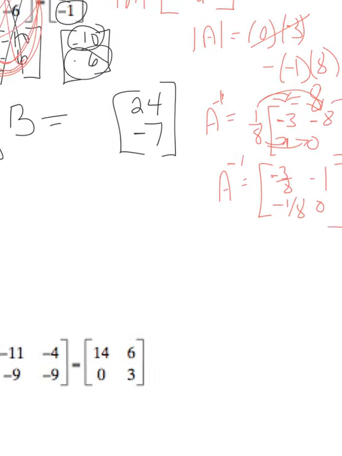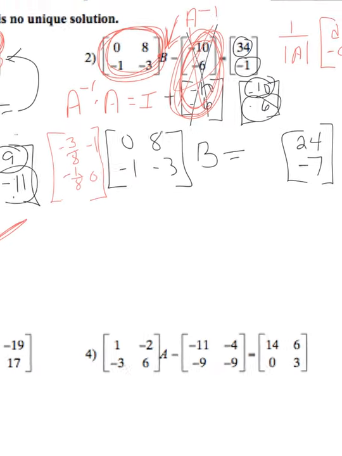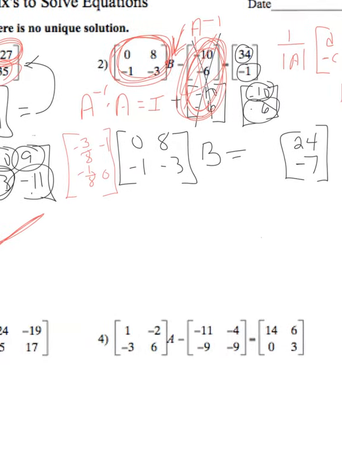Negative 3/8, negative 1, negative 1/8, and 0, yes. Okay, well, now this is going to go to the identity matrix. But if I do something to the left, I have to do it to the right. So I'm going to multiply the other side by that same identity matrix. Negative 3/8, negative 1, negative 1/8, and 0.